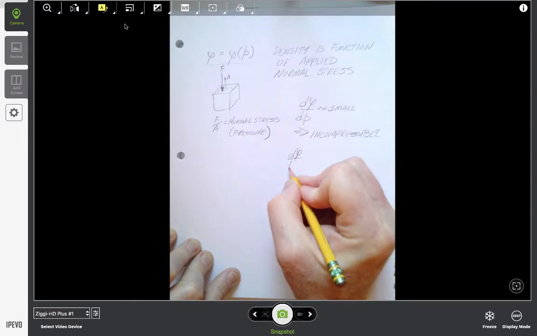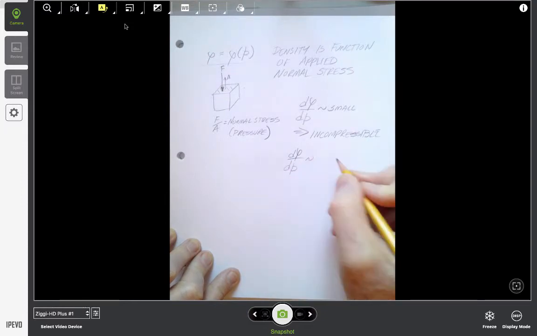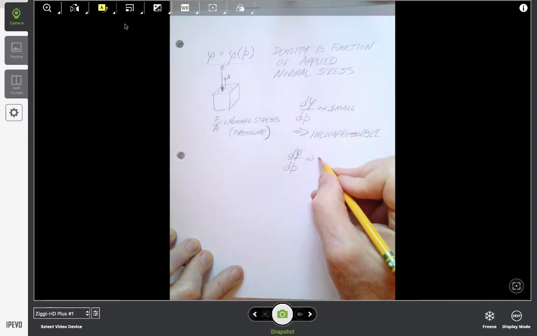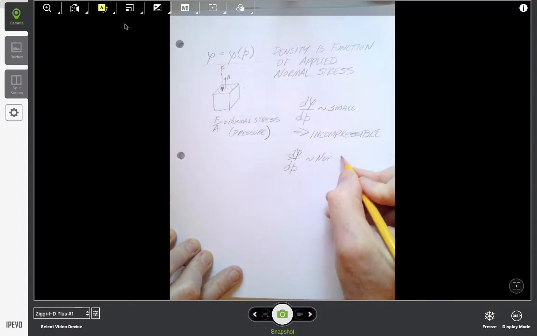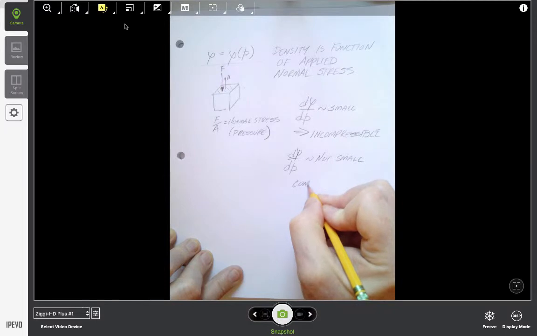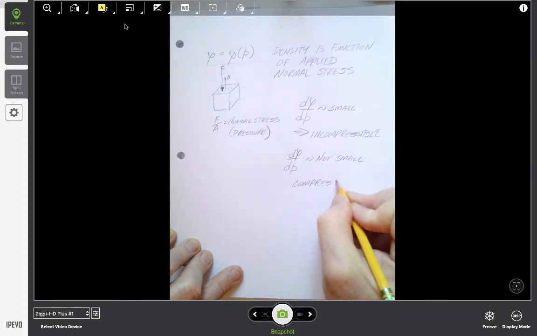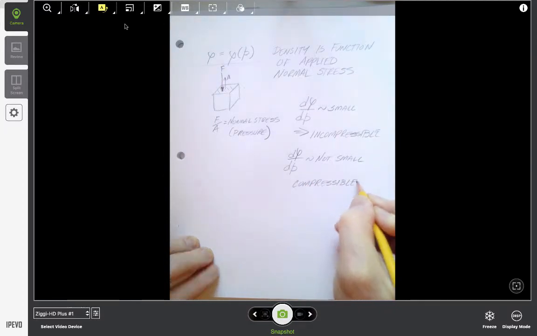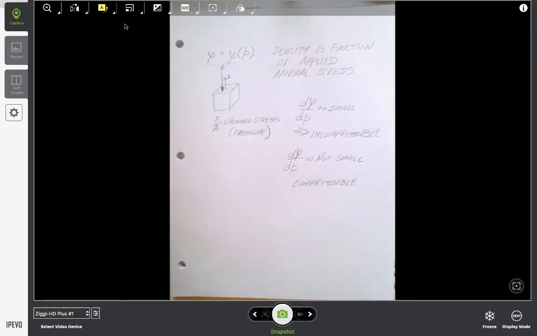If the change in rho, the change in density, for a change in pressure is not small, that's called compressible. Let's use water as an example and examine this concept.